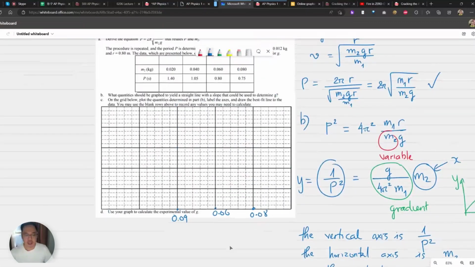Plotting the graph now. m2 goes up to 0.02 here and 0 here on one side. For p square, we need to do the calculation of 1 over p square. I'm opening the calculator.